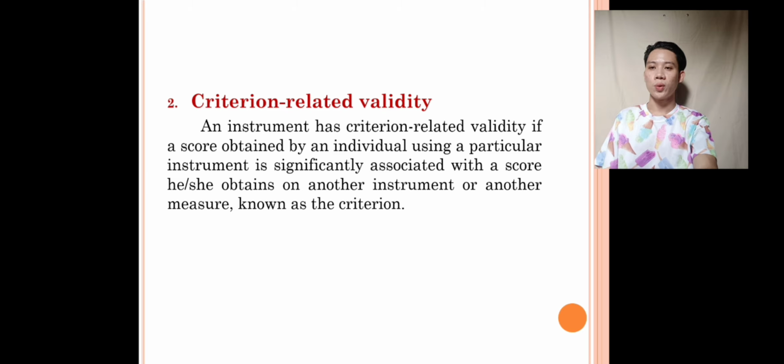Number two, criterion-related validity. An instrument has criterion-related validity if a score obtained by an individual using a particular instrument is significantly associated with a score he or she obtains on another instrument or another measure known as the criterion.